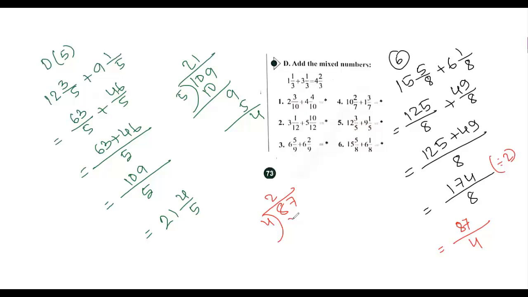Okay. So 4 2s are 8. Then we have to bring down 7. 4 1s are 4. Remainder is 3. So my answer will be 21 whole 3 by 4. And that is the final solution of this problem.